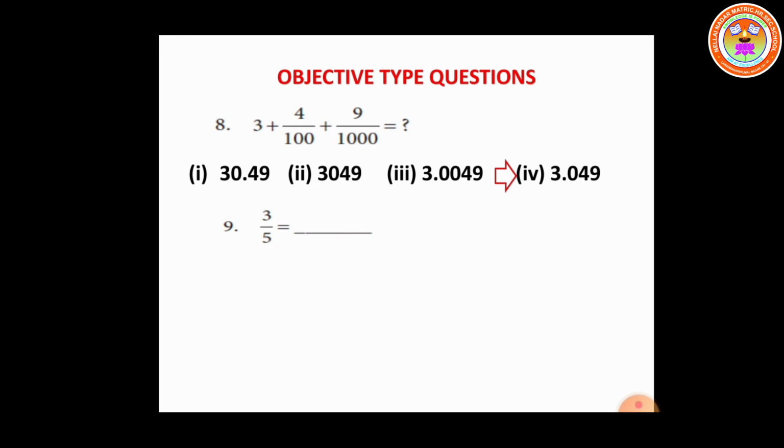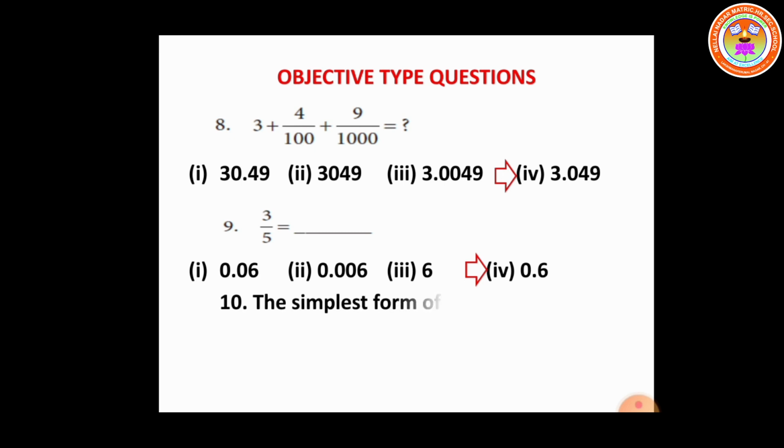Ninth question, 3 by 5 equals what they are asking? They given it in fraction form, we have to write in decimal form. So the denominator is 5. So we have to convert into a multiple of 10. So 5 2s are 10. So same, 3 2s are 6. So 6 by 10. When we divide by 10, it will become one decimal. So your answer is 0.6.